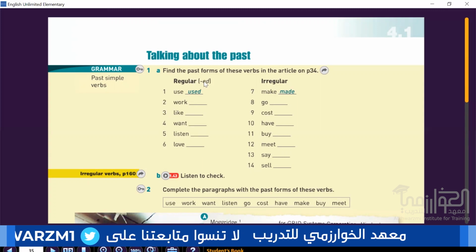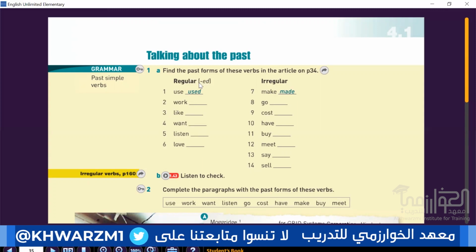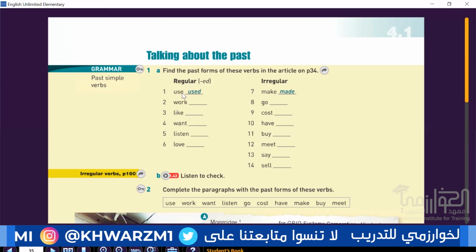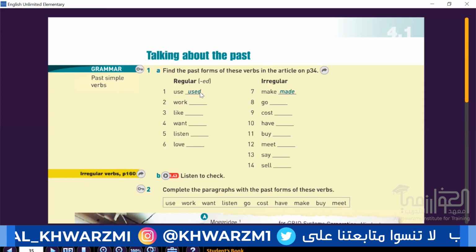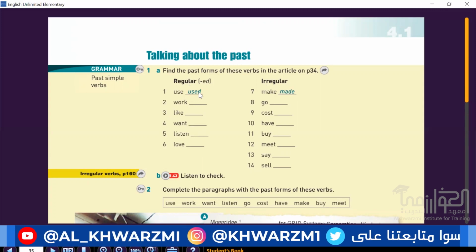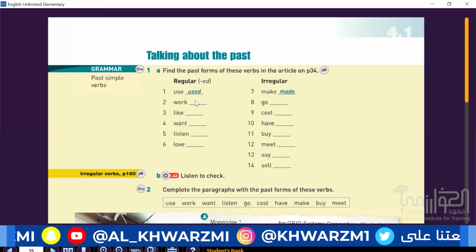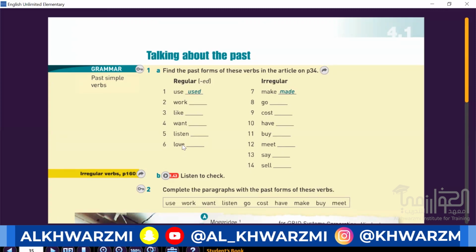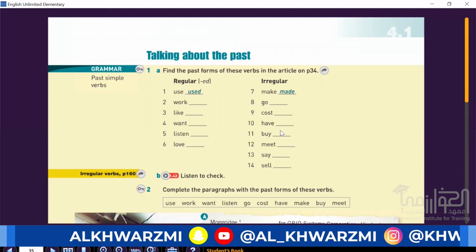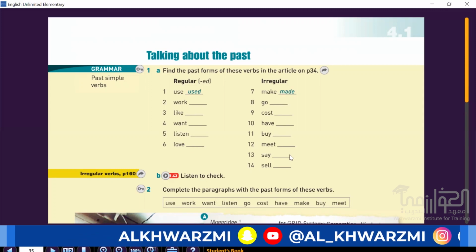For the regular verbs, you just add ed. But if the verb ends with e, just add d. So let's look at the regular ed or just d. When there's an e at the end, you just add d. And these are new words altogether.